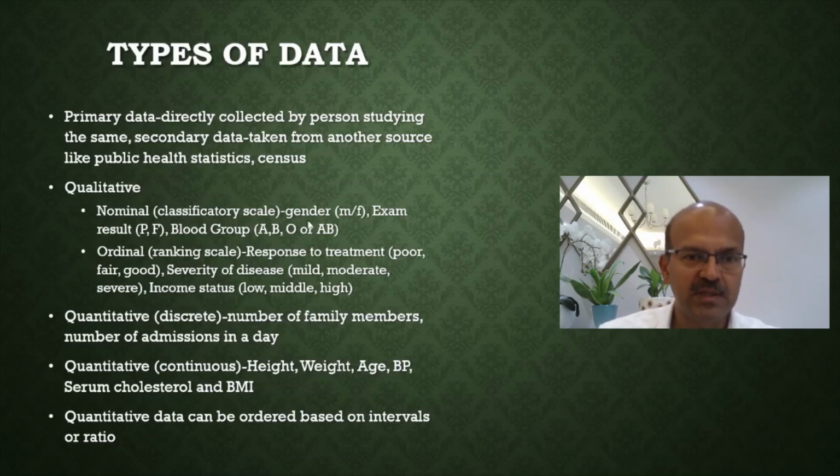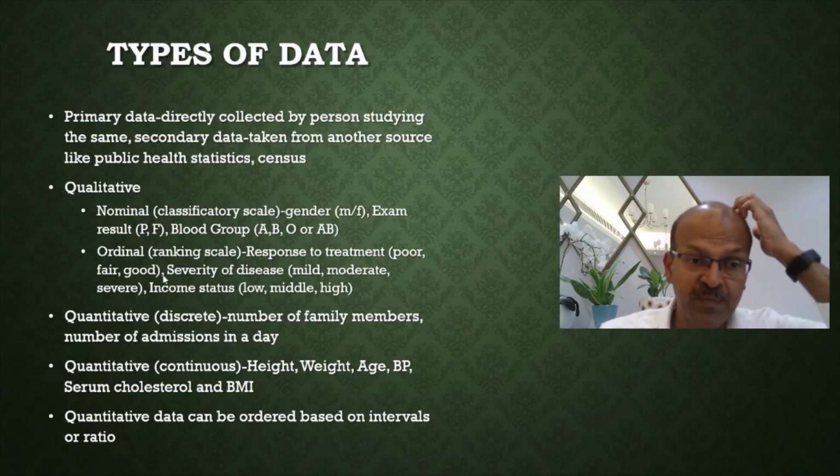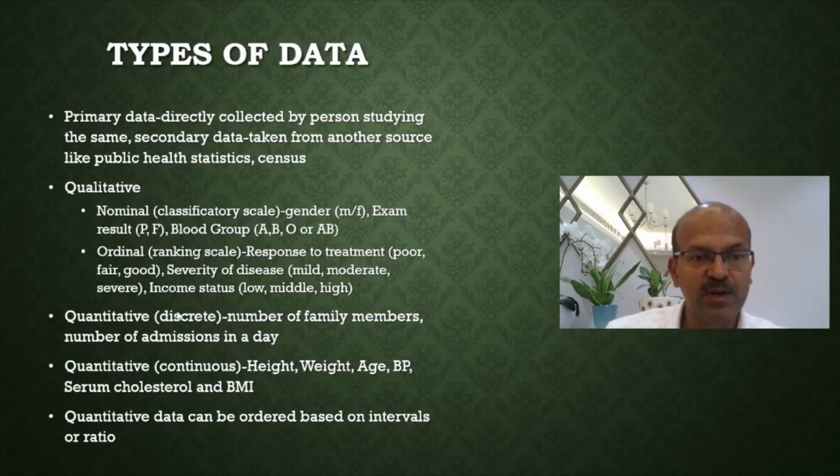So things which don't have a specific number will be gender, like you have male, female, you have exam results as pass or fail, blood group, you have certain groups, either you fall in that or you don't fall in that. So you have a nominal or classificatory scale, and ordinal or ranking scale, where you have more allotment sequence. So you can have a response to treatment which is poor, fair, good, and severity of disease, mild, moderate, severe, income status, low, middle, and high.